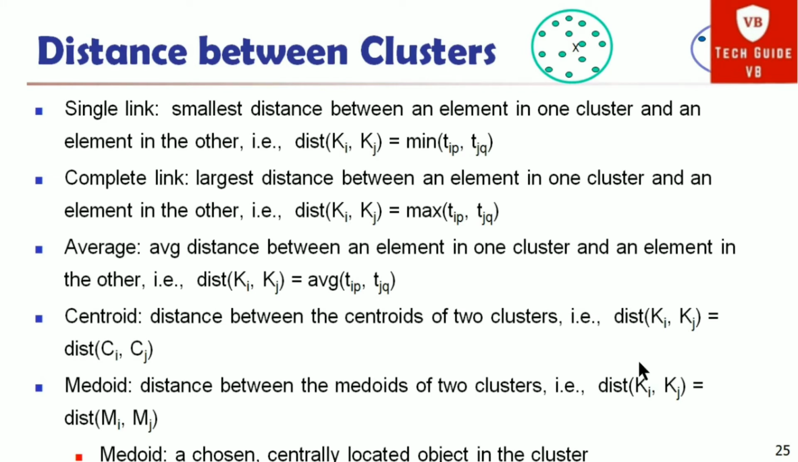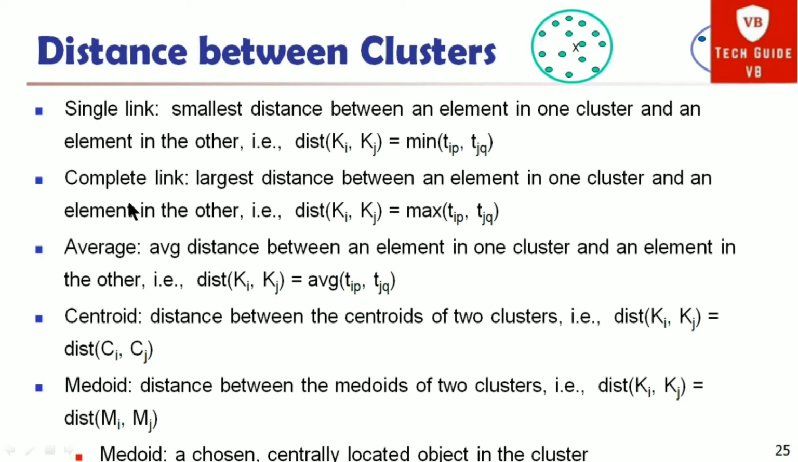How do we find the distance between clusters? There are different terms to find the distance between clusters. The first term is single link. Single link means the smallest distance between an element in one cluster and an element in the other cluster. So this is the single link: the smallest distance between one cluster point and another cluster point.